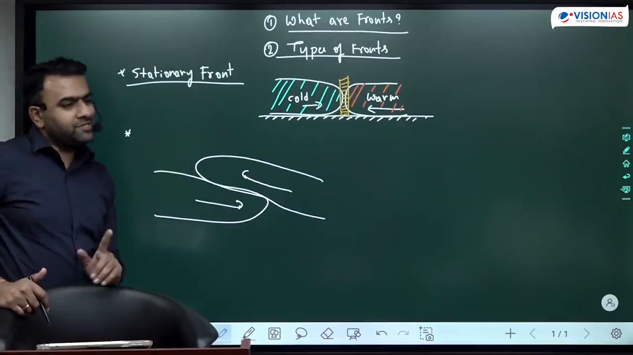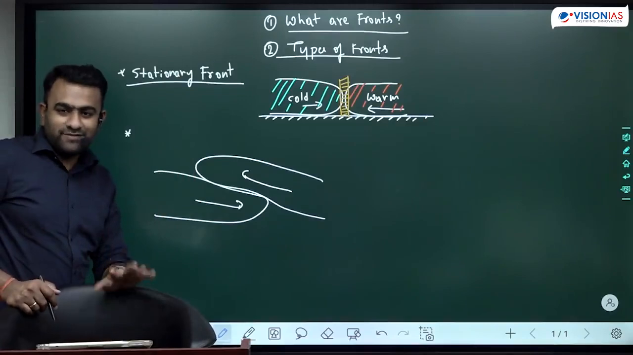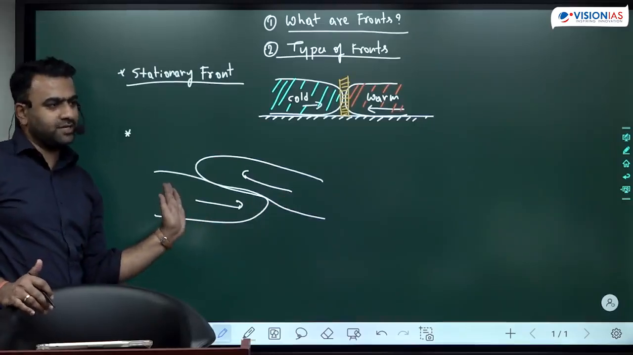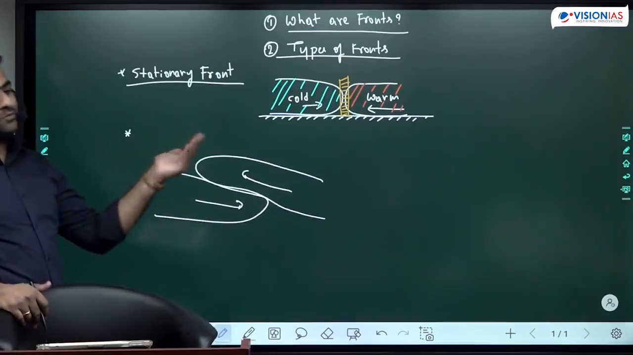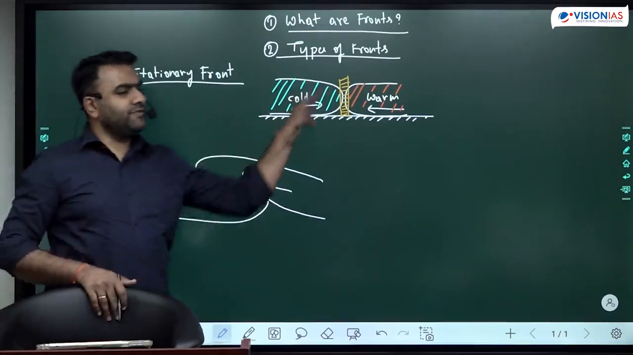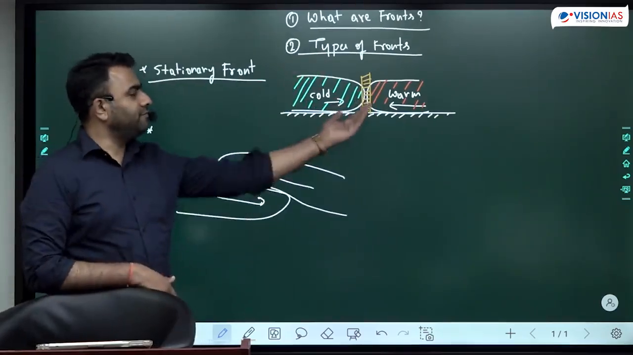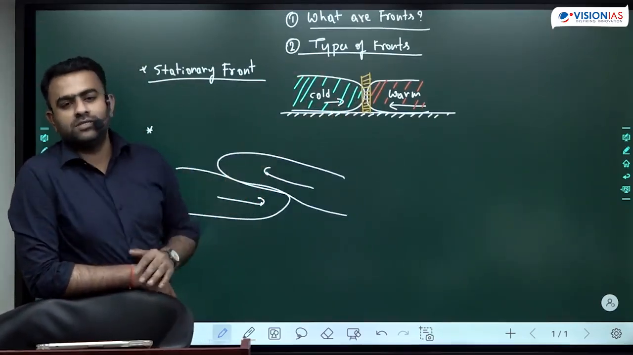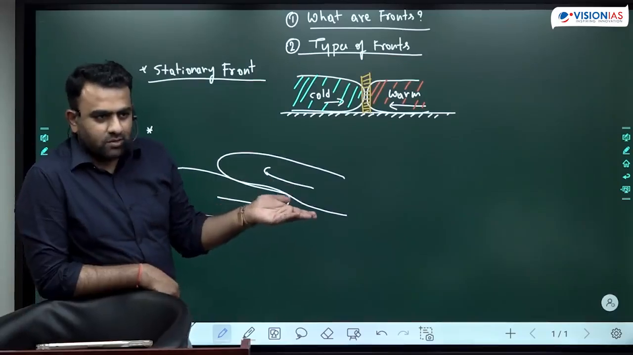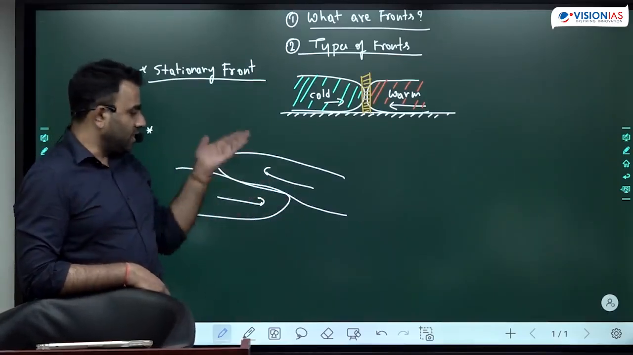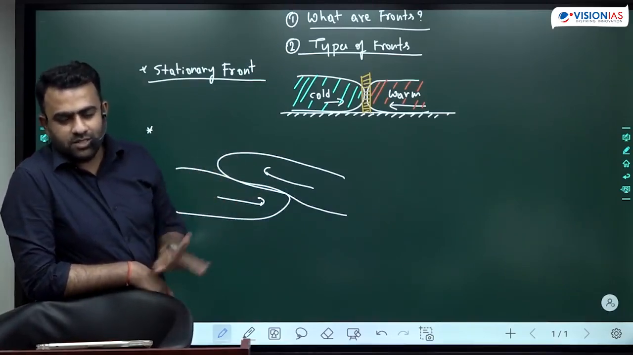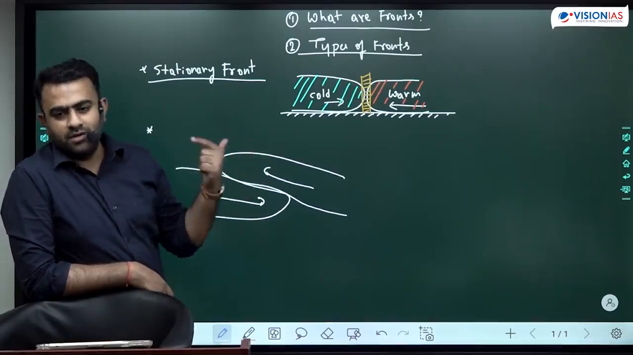So then how do we differentiate a warm front from a cold front? In both cases, there is warm air on one side, cold air on another side. It all depends upon who is moving faster. If cold air is moving faster, it is called a cold front. If warm air is moving faster, it is called a warm front. Whether the cold air is moving faster or warm air is moving faster, in both cases, it is always the warm air which gets uplifted and cold air undercuts. Warm air overrides, cold air undercuts.